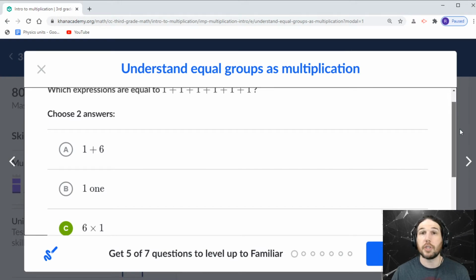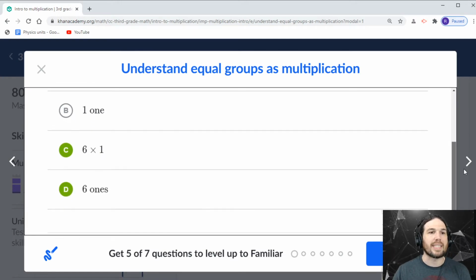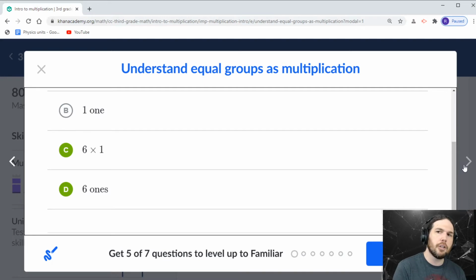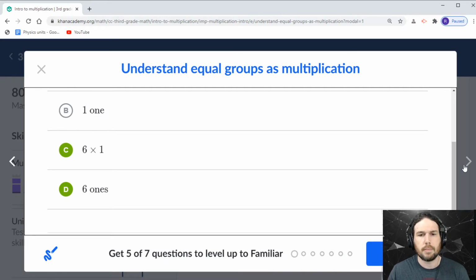And it says choose 2 answers. So instead of just marking me wrong and punishing me for not noticing that there were supposed to be 2 correct answers, it just gave me a nudge, and I love that so much.